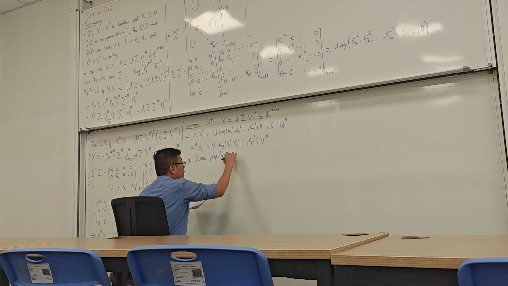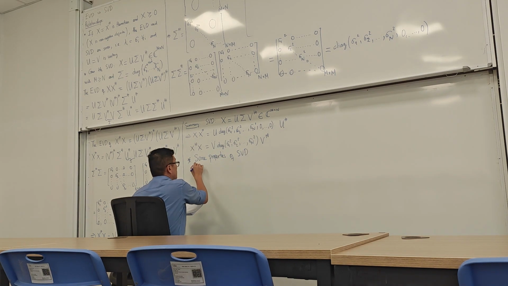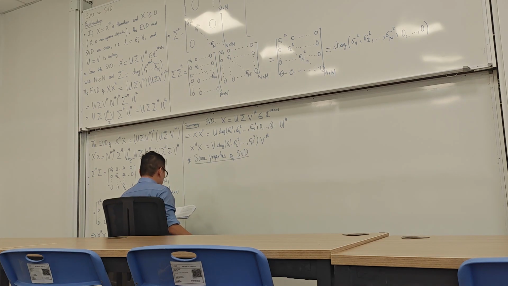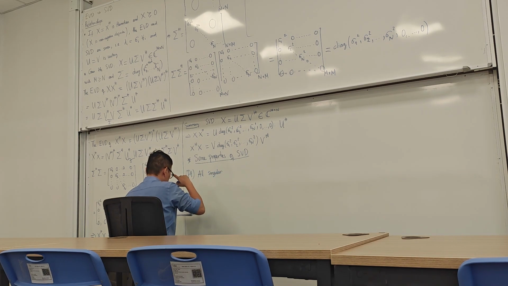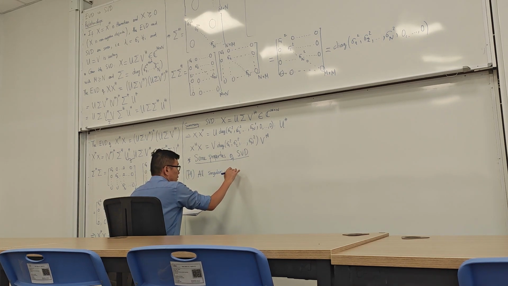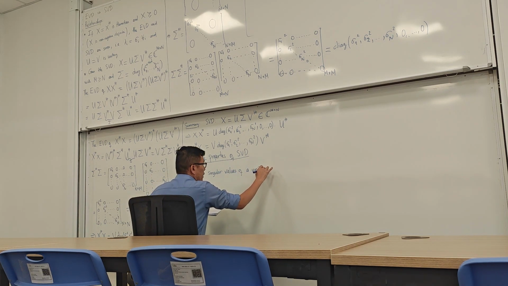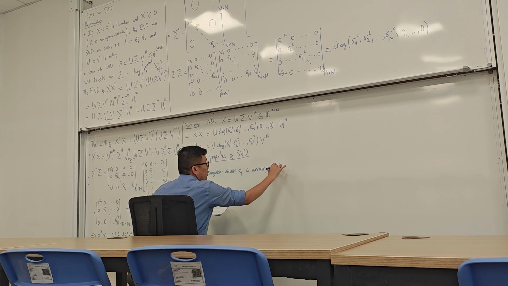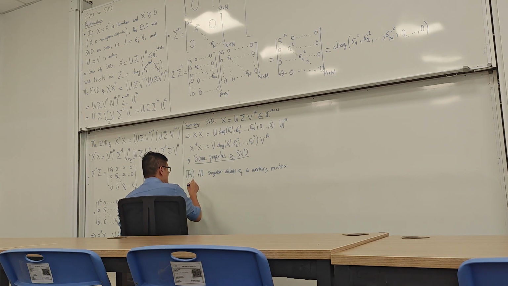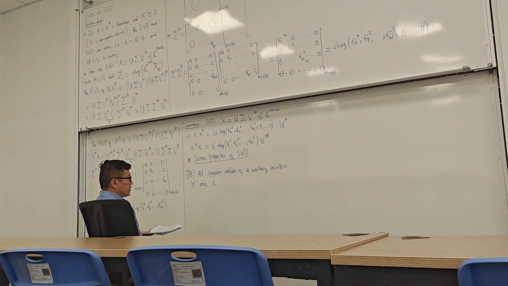Some properties of singular value decomposition. Property 1: all singular values of a unitary matrix X are 1. Okay, that's the first property.